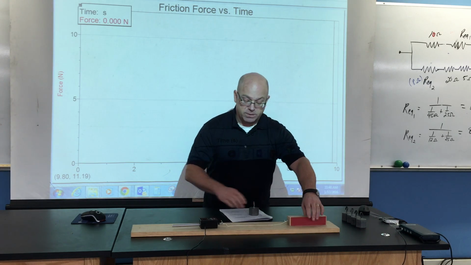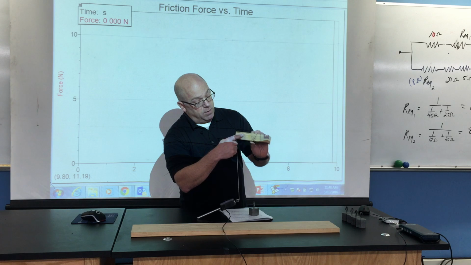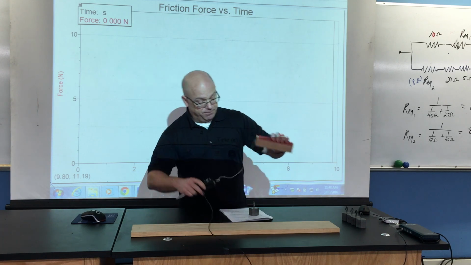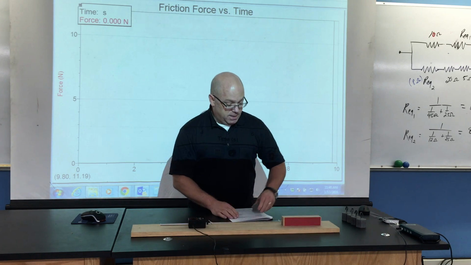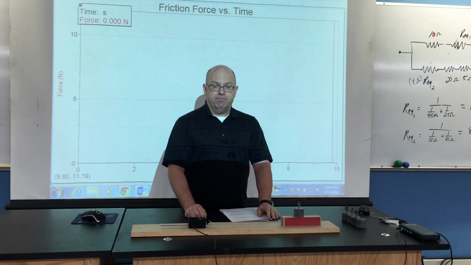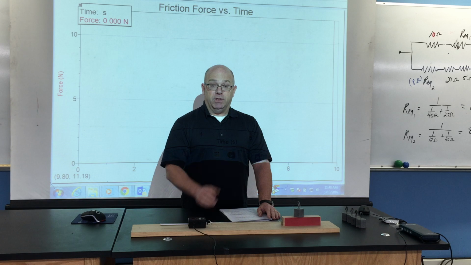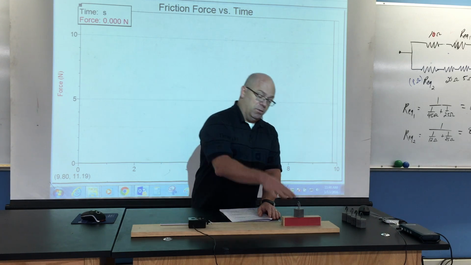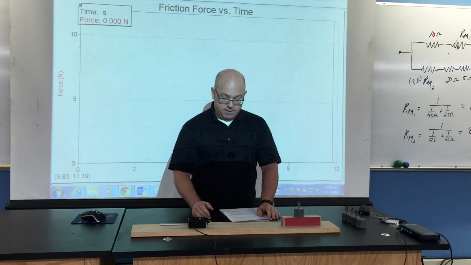Let's look at scenario 4. Scenario 4 is go back to the oak side, put it on the pine board, put a mass on it, because you're going to basically replicate what you did in scenario 1, except now you're going to do the kinetic friction force versus normal force versus the max static.